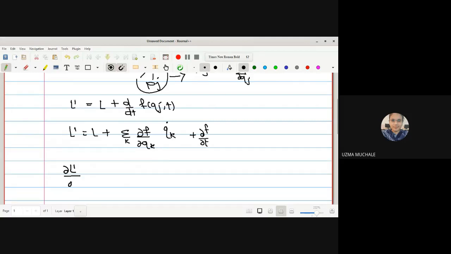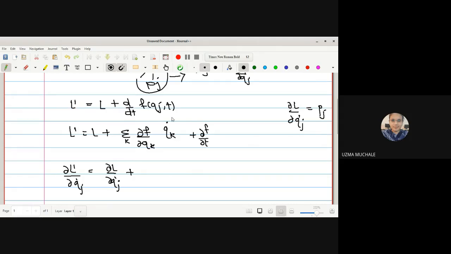Dou L dash by dou qj dot is equal to dou L by dou qj dot, plus the term we have to write. Why are we going to differentiate with respect to qj dot? Because the value of dou L by dou qj dot is nothing but pj. Those who remember from the first unit, first chapter, we have studied dou L by dou qj dot is nothing but pj.